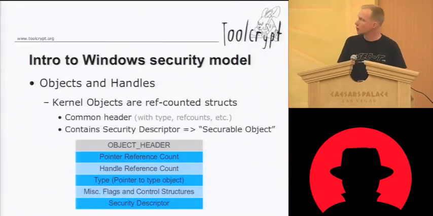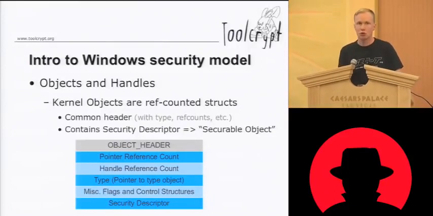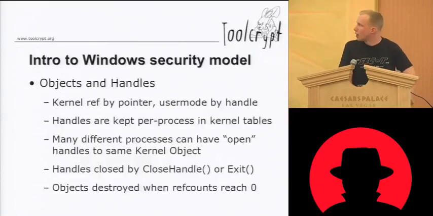A kernel object, basically, I'm going to skip through this because I think it's mostly obvious to the people who actually are here today. Most of them contain a security descriptor that controls the access to the actual system resource represented by this object. So how do the applications then get access to these system resources?